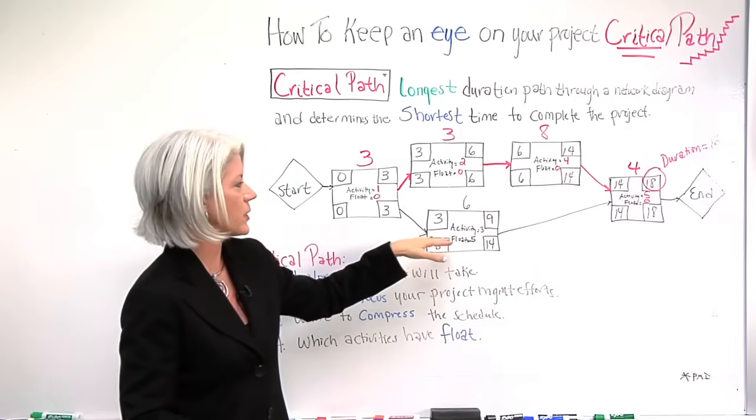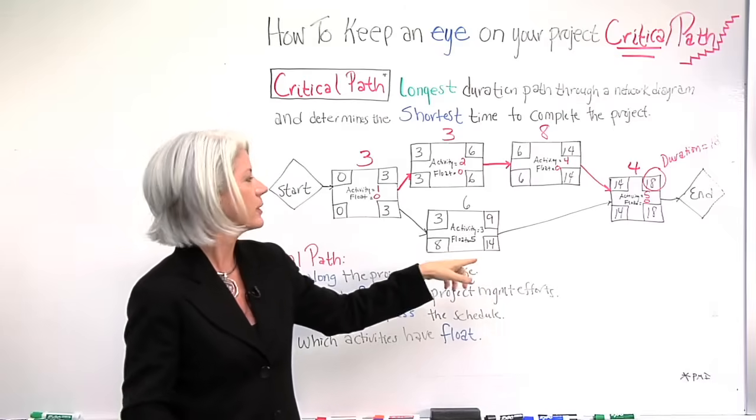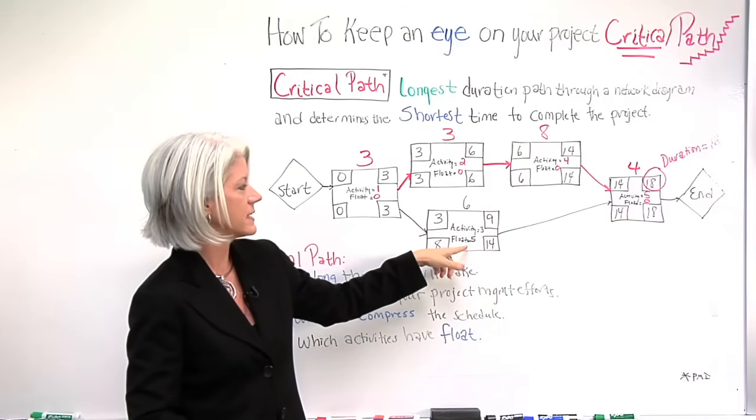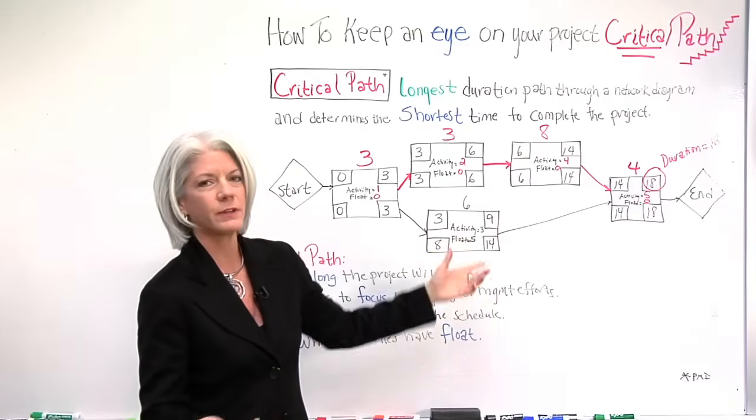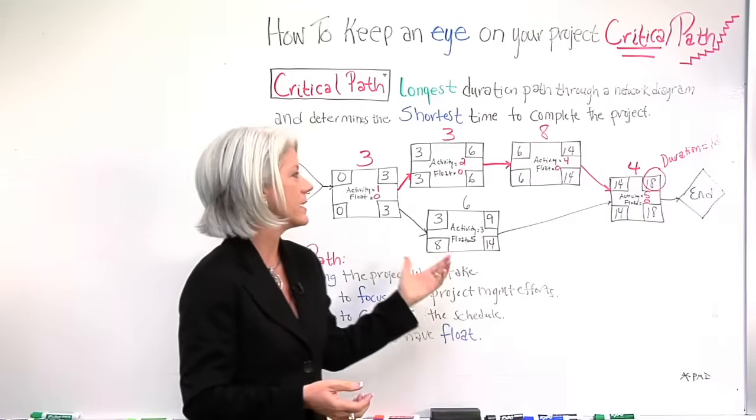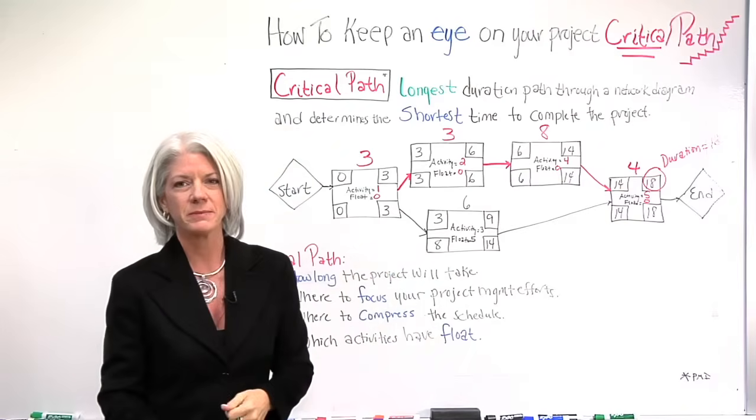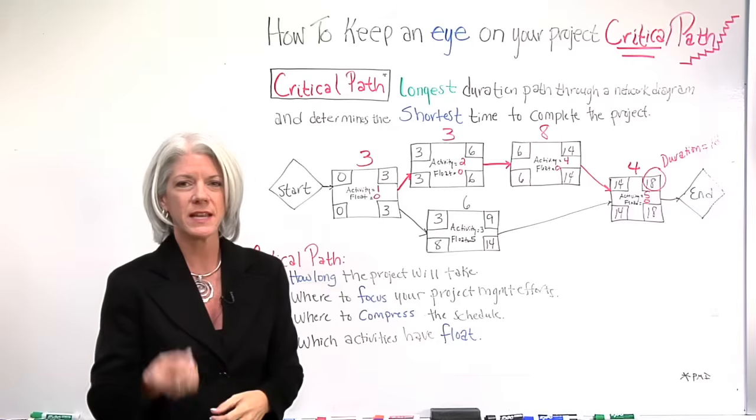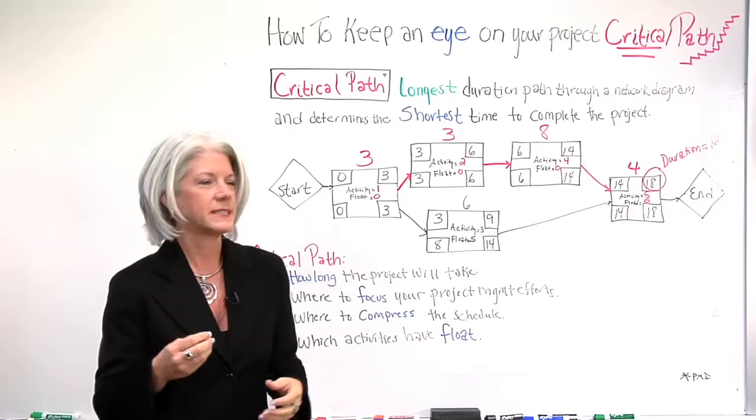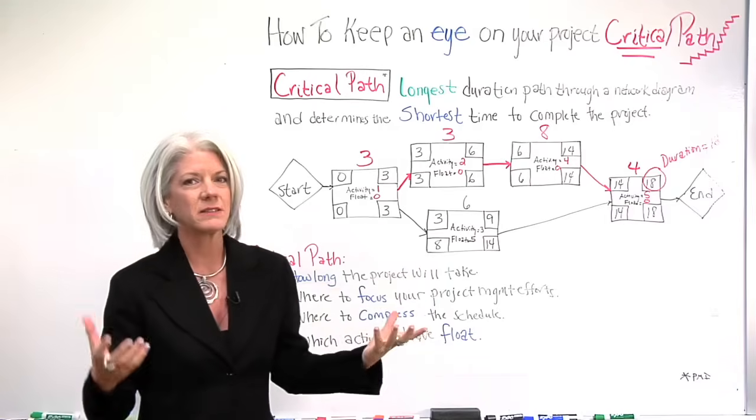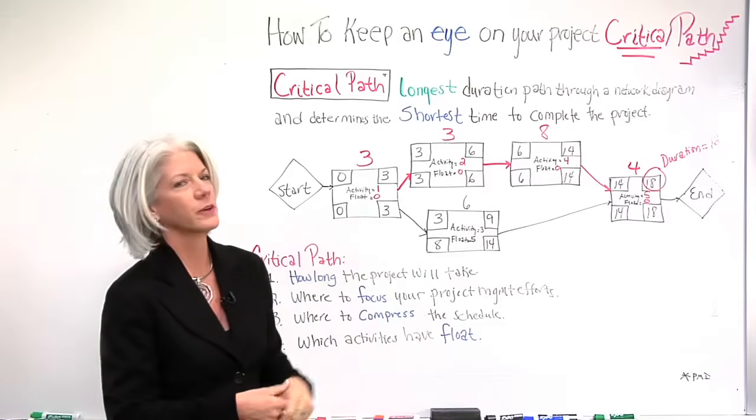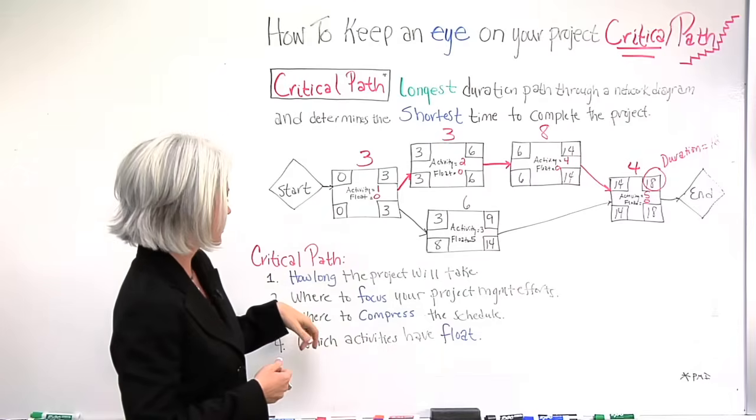So it's important to know which tasks you actually have float on. For instance, this task has 5 weeks of float, so you have some leeway there. I've seen sometimes where stakeholders or team members get excited about something that sounds like a big thing, but if it's not on the critical path, it's not going to impact your project.